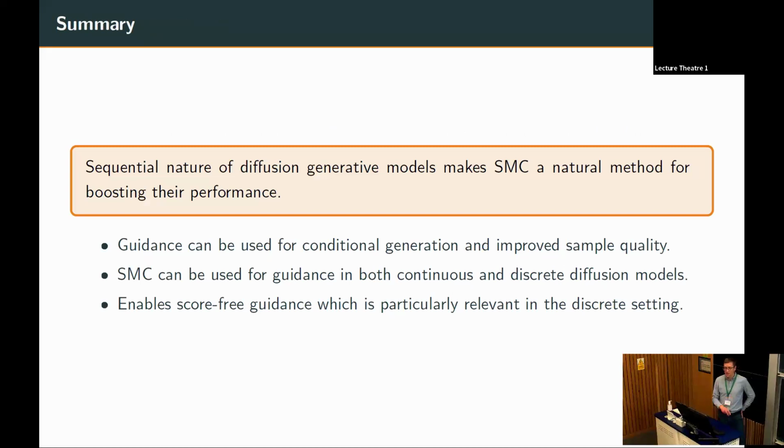So in summary, diffusion models are used for a lot of interesting problems in machine learning today, and SMC is sort of a natural fit to combine with these models. And I focused now on this idea of guidance, which can be used both for conditional generation and for improving the quality of the generation. SMC enables score-free guidance, which can be particularly interesting in the discrete setting.